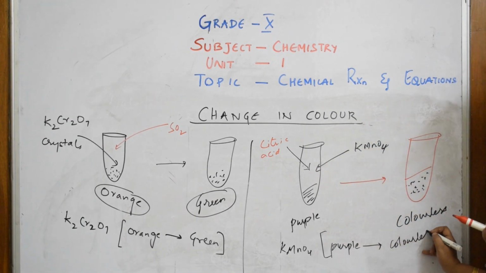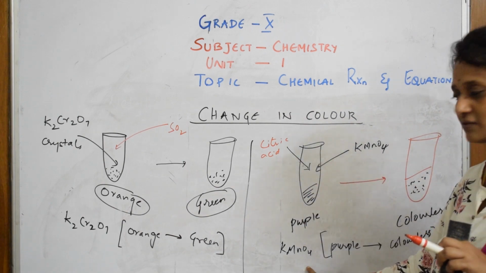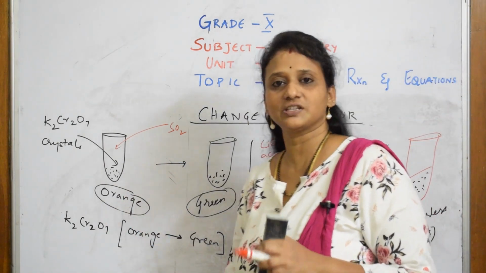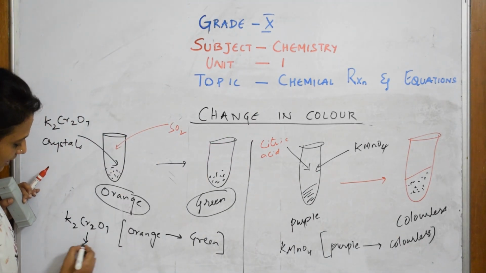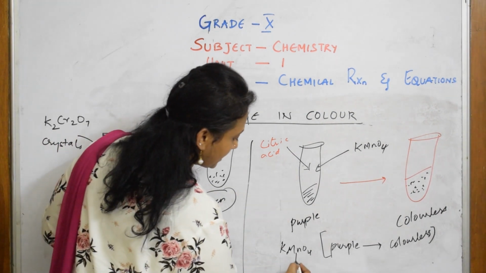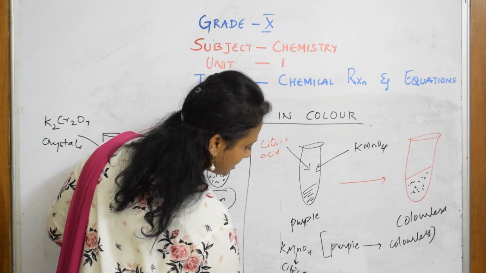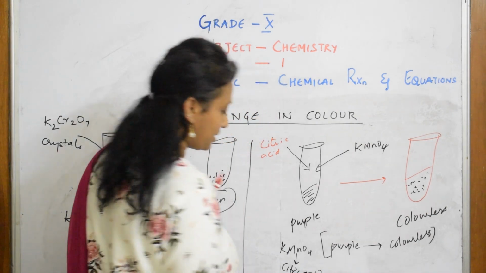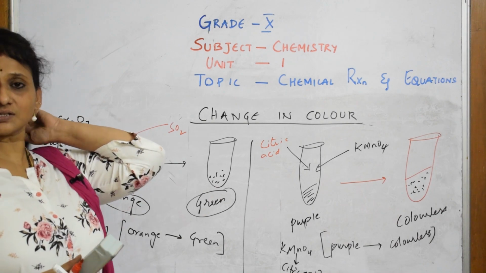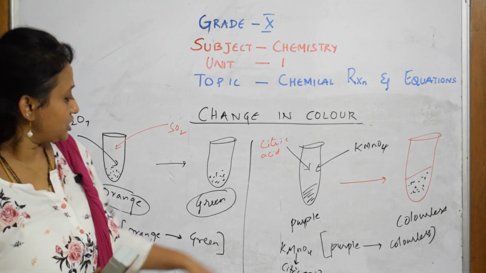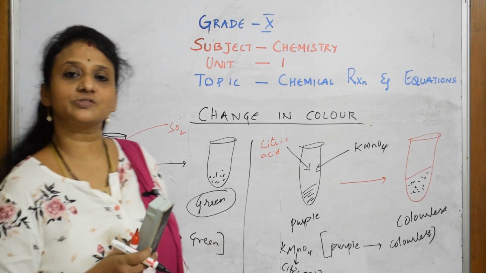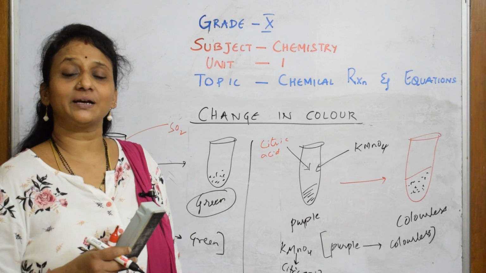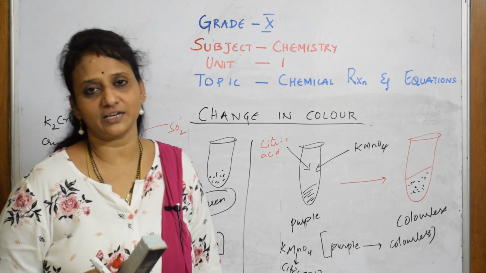When you are adding sulfur dioxide to potassium dichromate, and citric acid to potassium permanganate, let us write that down also. So interesting, isn't it, students? Remember, in the exam they will give you options: what is the color change observed when potassium permanganate is treated with citric acid? You should be very careful in answering. You should say purple to colorless. Now let's come back and see the next characteristic of a chemical reaction.